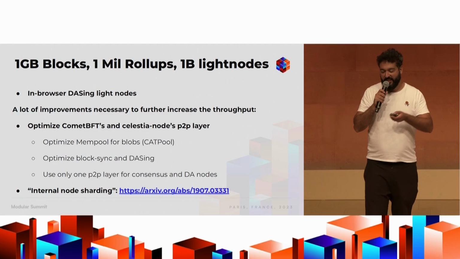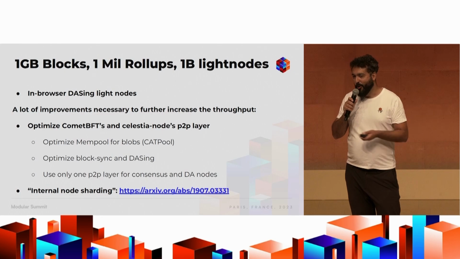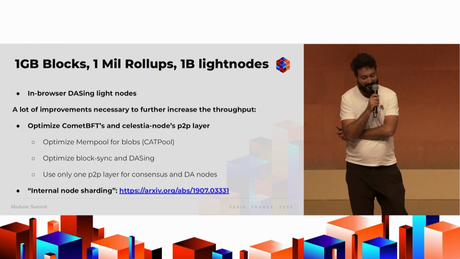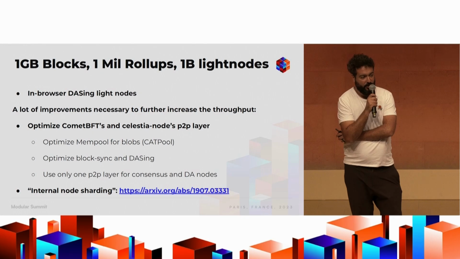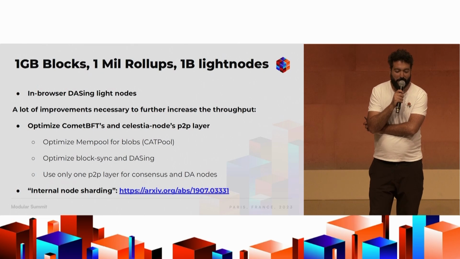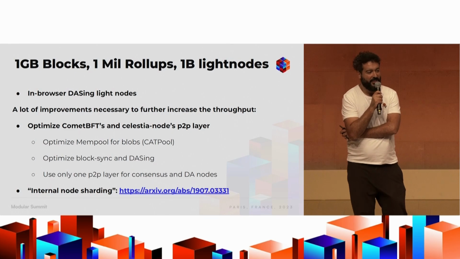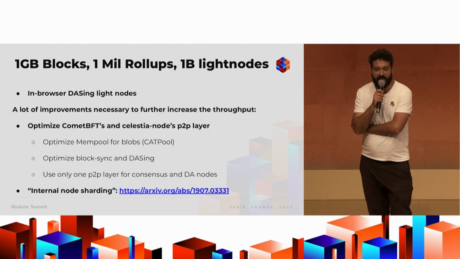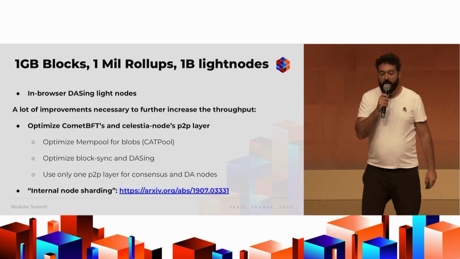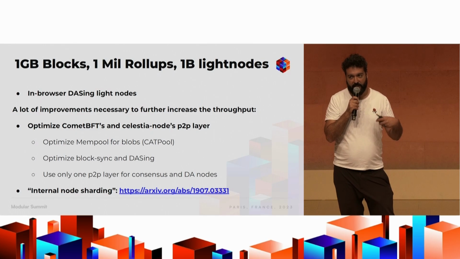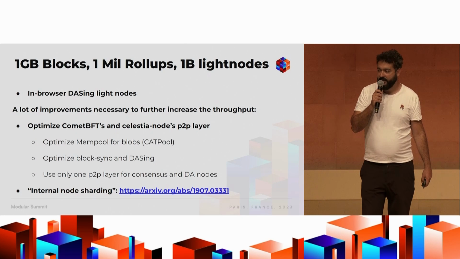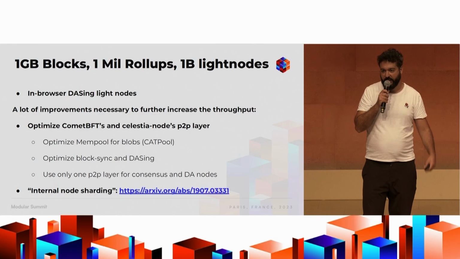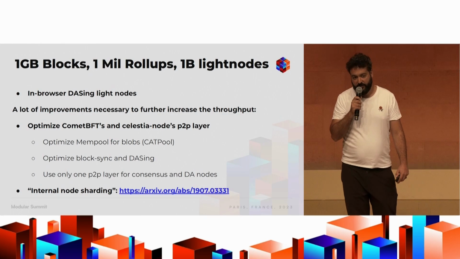So the long-term goal that we want to achieve is 1 gigabyte blocks, 1 million rollups, and 1 billion light nodes. Often when we mention this to people, they say 1 gigabyte blocks, that sounds insane, right? And it kind of does, but we won't achieve this immediately anyways. It will be on demand. But we do believe that as it becomes necessary, we will tackle this. And the question really is, how? I think we're very confident that we can go to 100 or something very quickly.